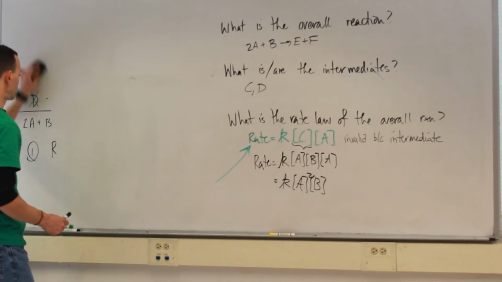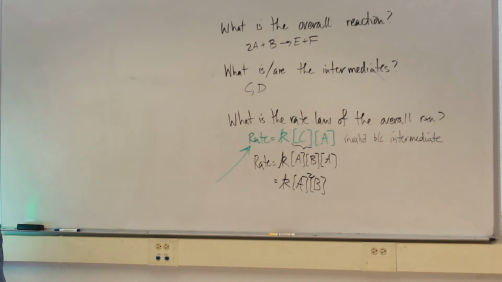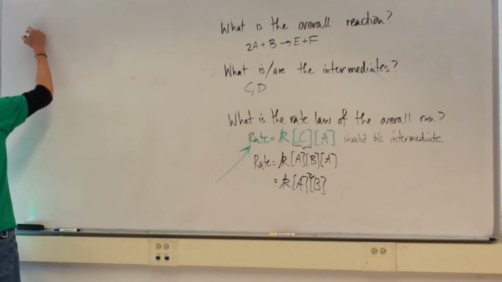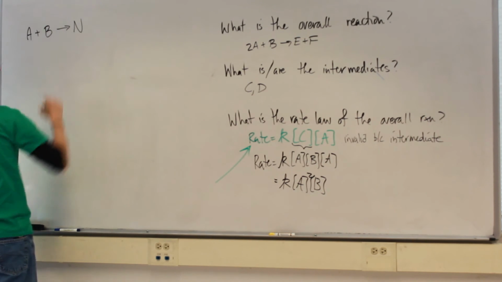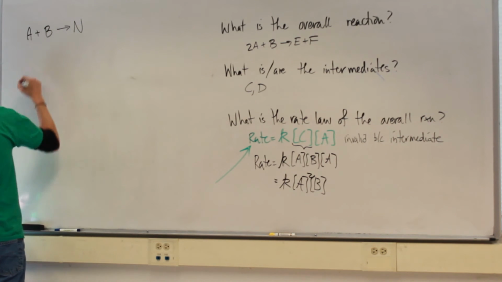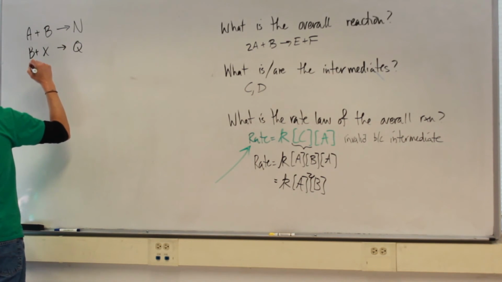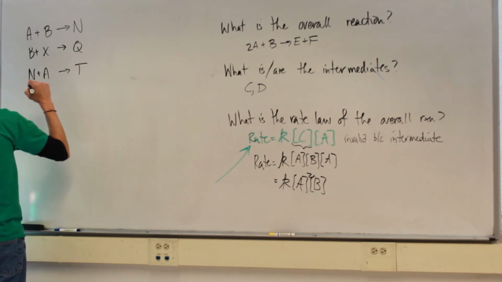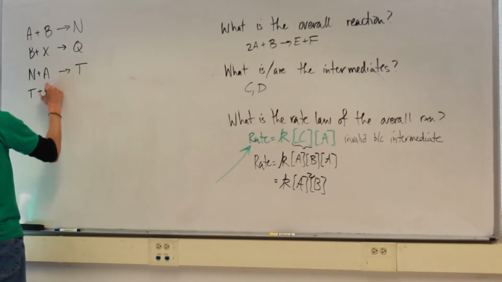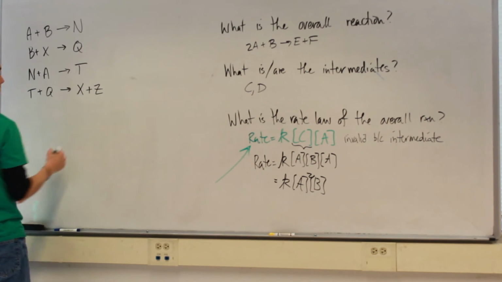One more mechanism I want to show you would include a catalyst. So let's look at a case. How does a catalyst look different from an intermediate product? So consider this mechanism, again generically using letters like A and B. A plus B to produce N. B plus X to produce Q. N plus A to produce T. T plus Q to produce X plus Z.